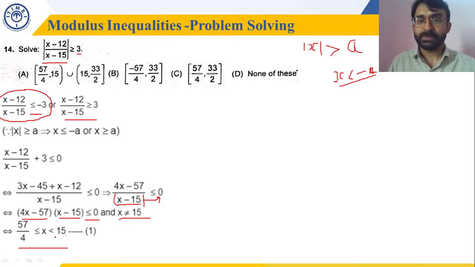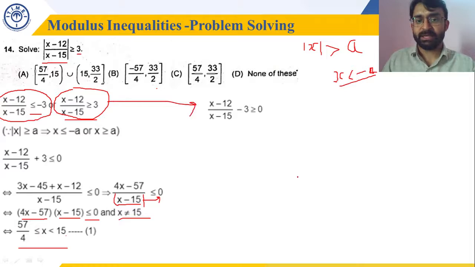Okay. Let's move ahead. Second part, x minus 12. This is the part we are concerned with now. We'll be solving this part. (x minus 12) divided by (x minus 15) minus 3 is greater than or equal to 0. You'll solve it.